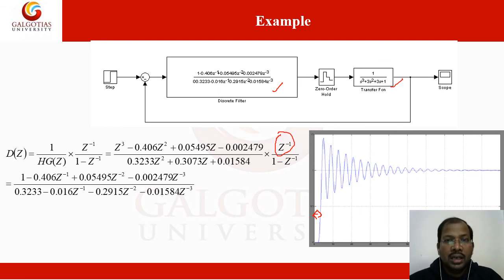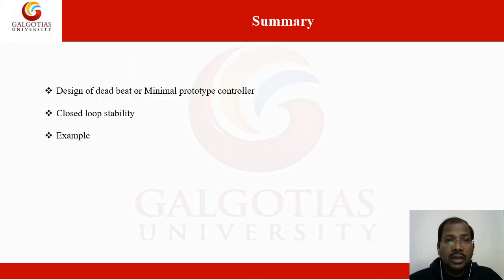We have already discussed the first order, second order and third order. We also designed the dead beat controller, which is also called a minimum prototype controller, and analyzed the closed loop stability, which is similar to a continuous control system, and also discussed a few examples.